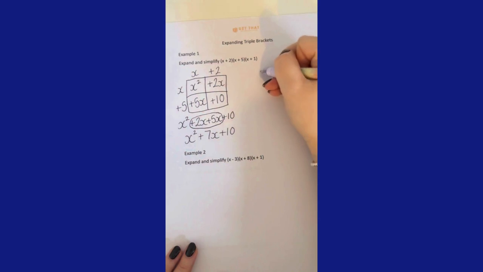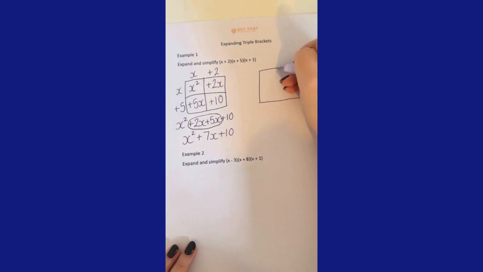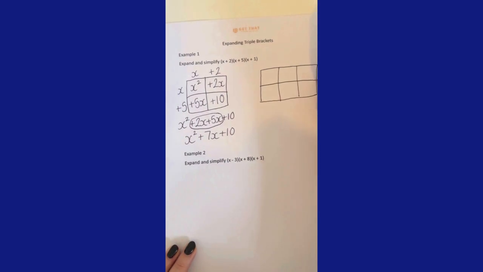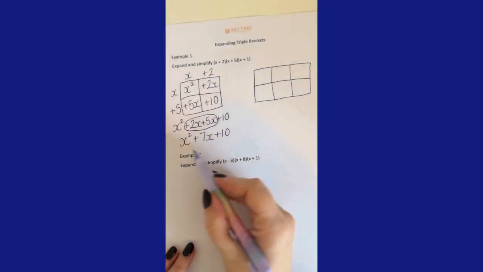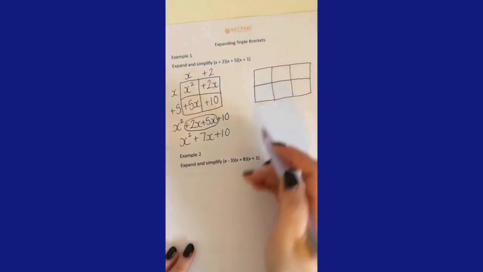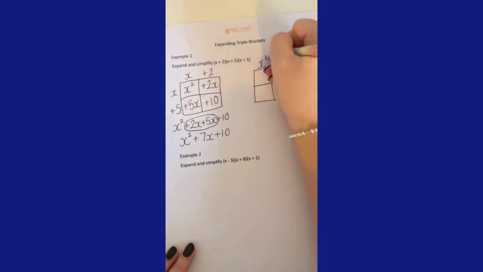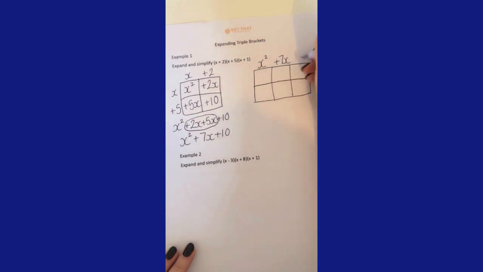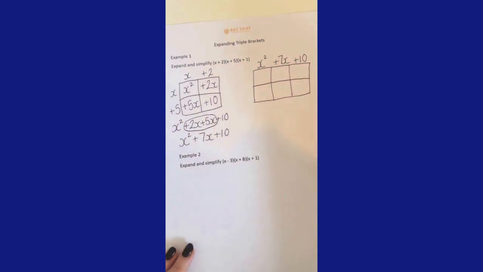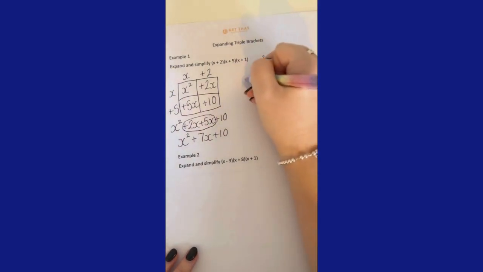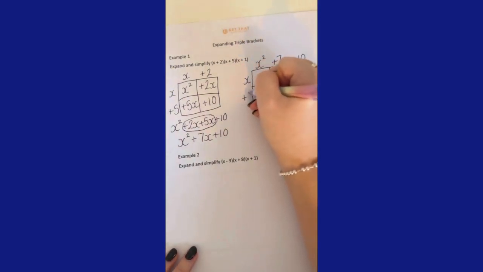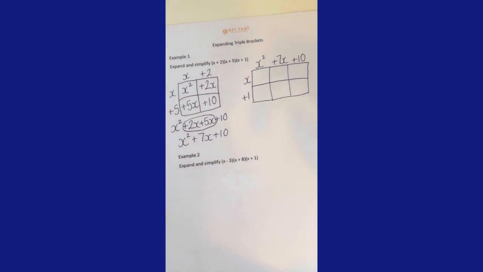And the way I'm going to do that is I'm still going to go 2 down on a grid, but this time I'm going to go a little bit further along because I'm going to go 3 squares along. And what I mean by that is something like this, and then still 2 down the side. Now, along the top, I'm going to write the product of my first 2 expanded brackets, which I know to be x squared plus 7x and plus 10. And then down the side, I'm going to write my last bracket, which I haven't multiplied by yet, which is x plus 1.